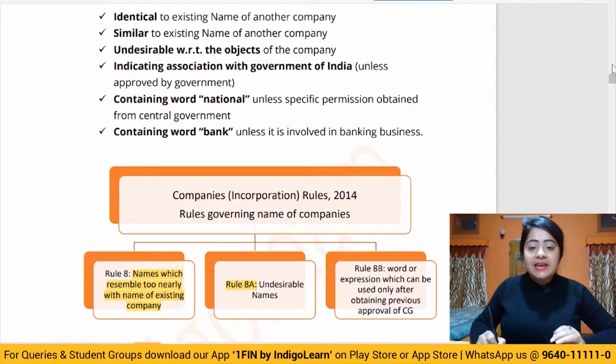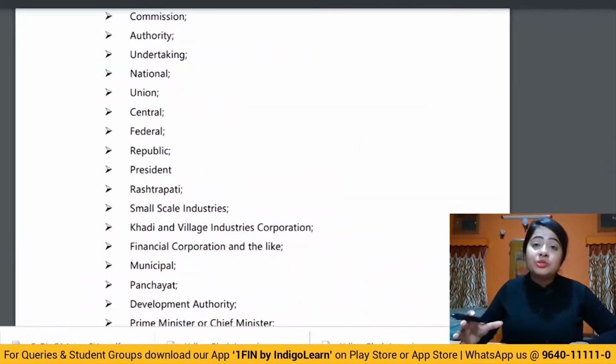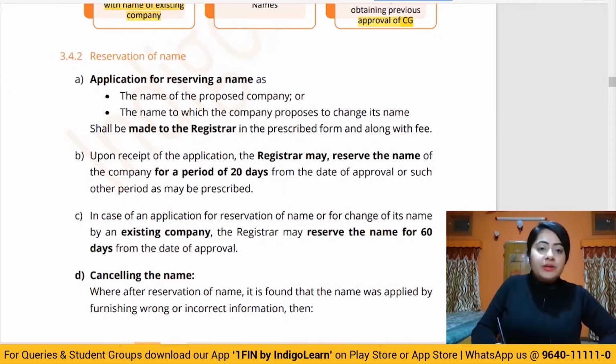Rule number 8A talks about undesirable names, and rule number 8B expressly says that if certain types of words are to be used in the name of the company, then central government approval is required. Here, words like national or central or certain government organization names are stated. Other words that cannot be used in the company's name without the approval of the central government include commission, authority, undertaking, national, union, central, federal, republic, president, and you can read the list here on the screen.